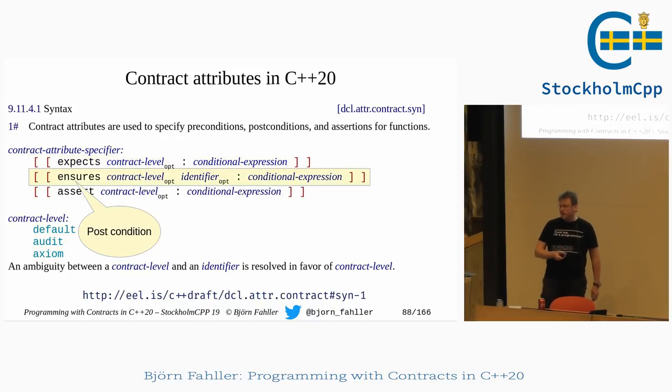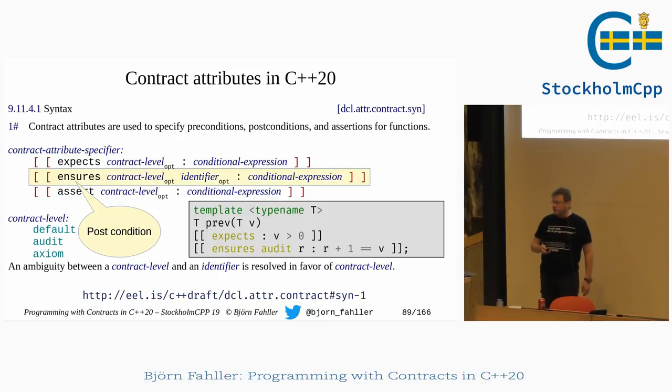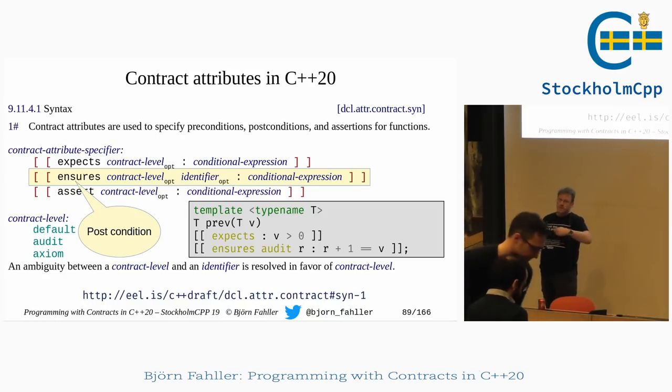Postconditions are spelled ensures. You can write it like this. We have some function prev that expects a value greater than zero and ensures that the value is one less. And you can see on ensures that it has an identifier. If the postcondition refers to the returned value, we give the returned value a name locally for this expression. So in this case, ensures audit r, we say that in the expression that follows, r means the returned value.